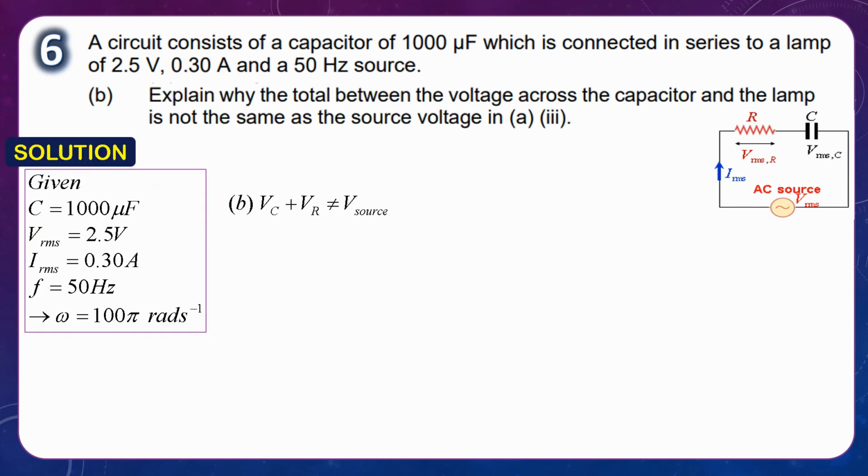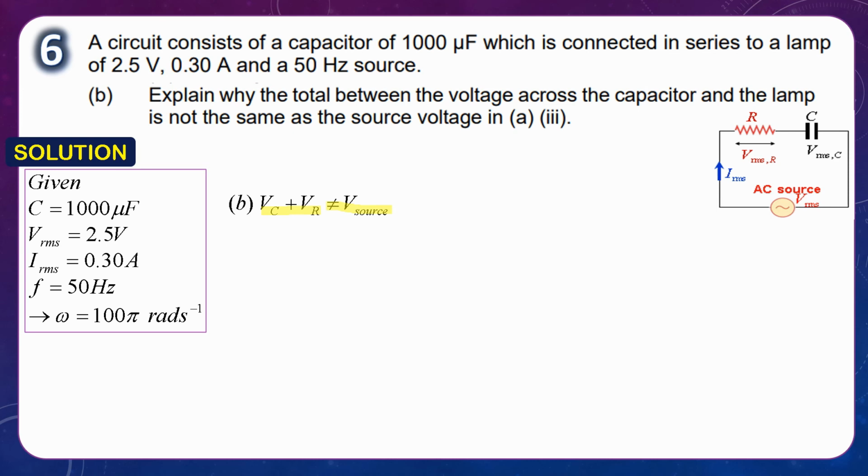For question number 6b, we need to explain why the total of the voltage across the capacitor and the lamp is not the same as the source voltage calculated in A3. So the meaning of the question is why Vc plus Vr is not equal to V source.